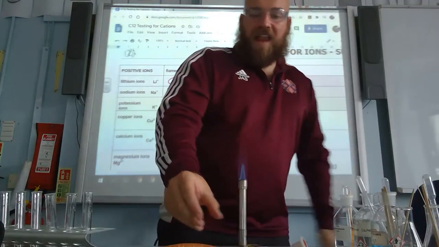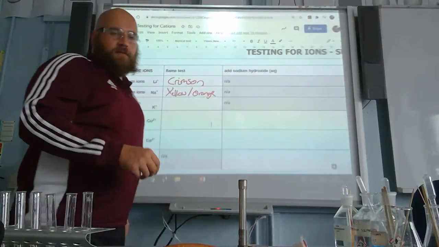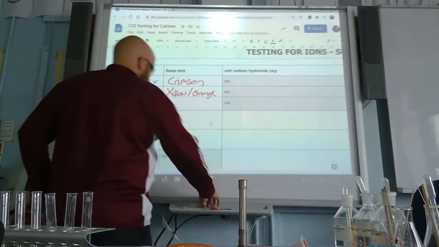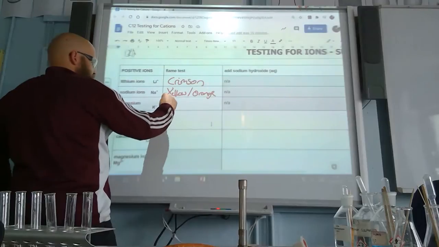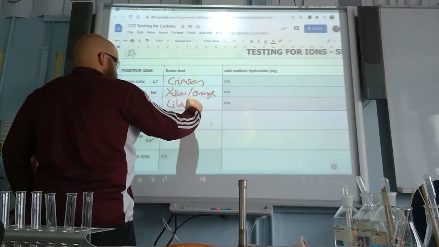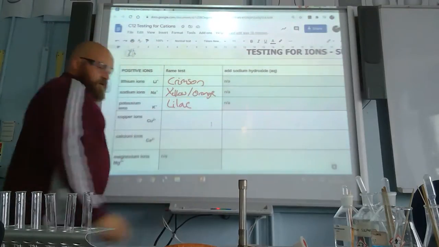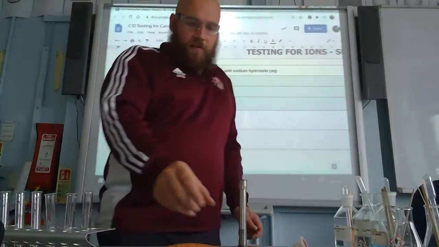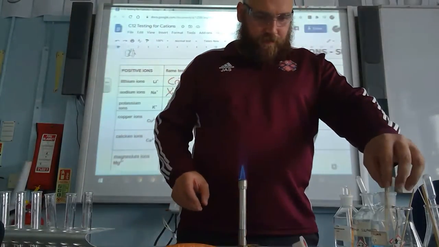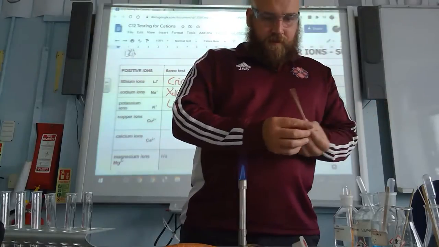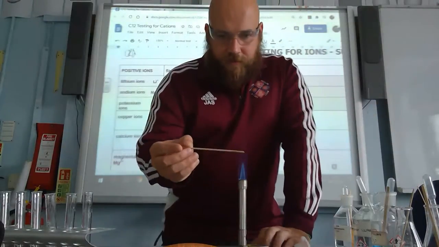Okay, and we call that lilac. So it is like a pale purple, or between pink and purple, effectively. So that's lilac. And the final two, we've got copper and we've got calcium. So I've got copper here. Let's see what colour this one goes.